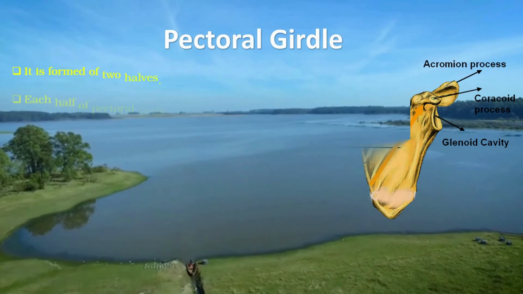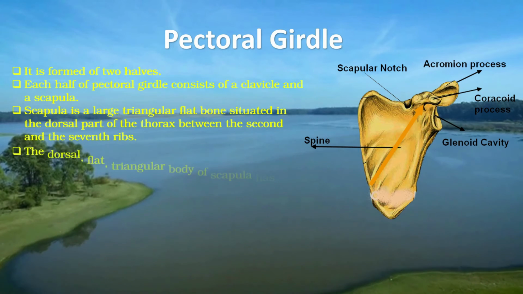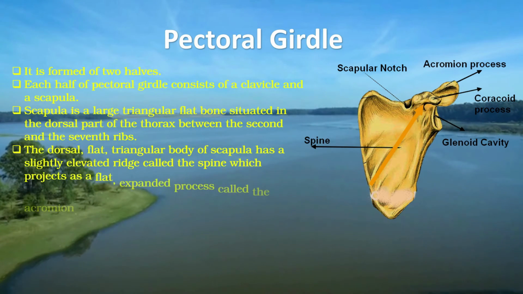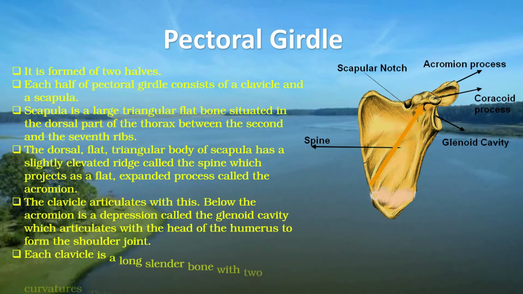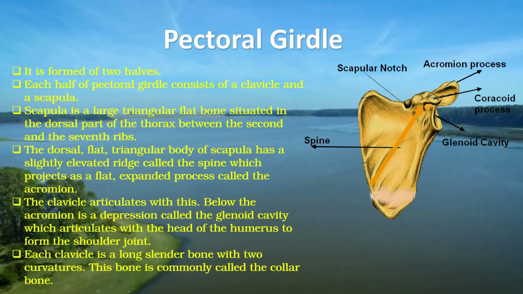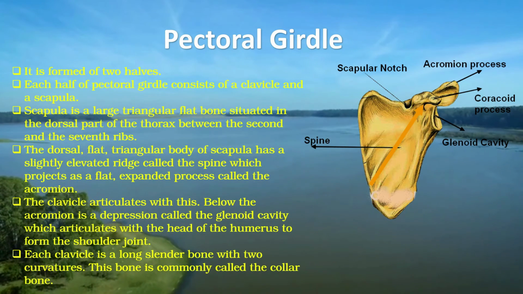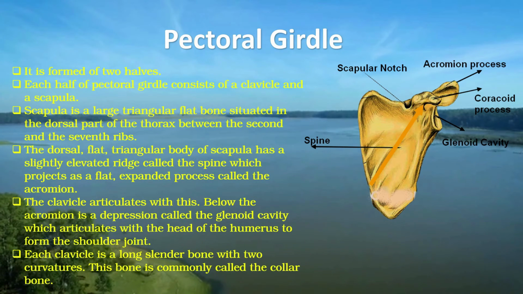Pectoral girdle. It is formed of 2 halves. Each half of the pectoral girdle consists of a clavicle and a scapula. The scapula is a large triangular flat bone, situated in the dorsal part of the thorax, between the 2nd and the 7th ribs. The dorsal, flat, triangular body of the scapula has a slightly elevated ridge called the spine, which projects as a flat, expanded process called the acromion. The clavicle articulates with this.